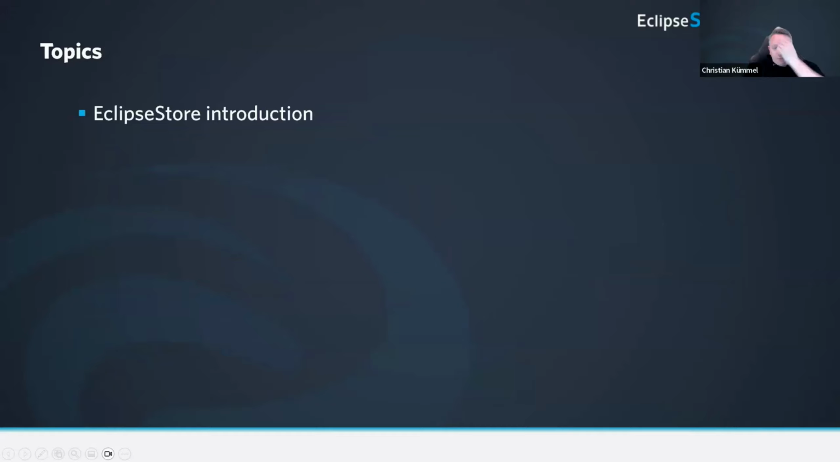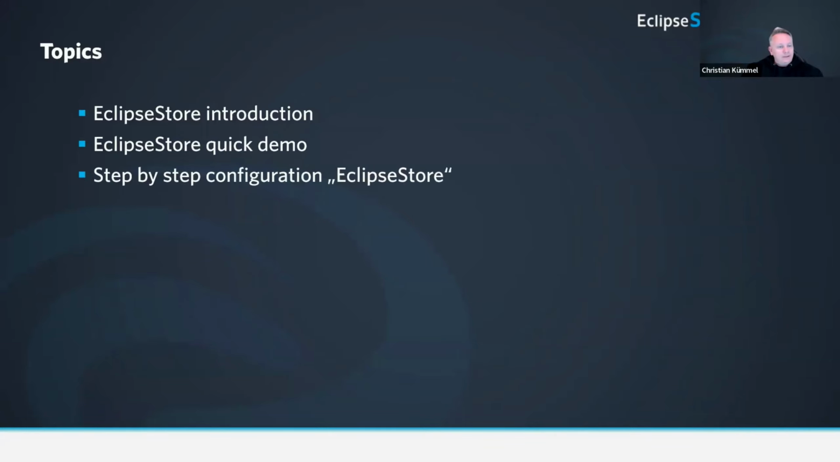Okay, that brings me to the topics for today. As I already mentioned, we started with some introductions. Then I will have a short, quick demo for you. That's the moment where you can lean back and just enjoy what happens on the screen. After that, we will do a step-by-step configuration, and this is the first point where you can code along with me. We go through different branches and do an EclipseStore configuration step by step based on a Micronaut application. Then we will have some CRUD operation examples, how to store things and how to handle things with EclipseStore.